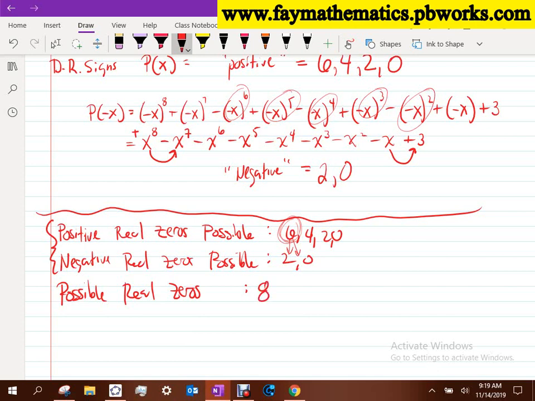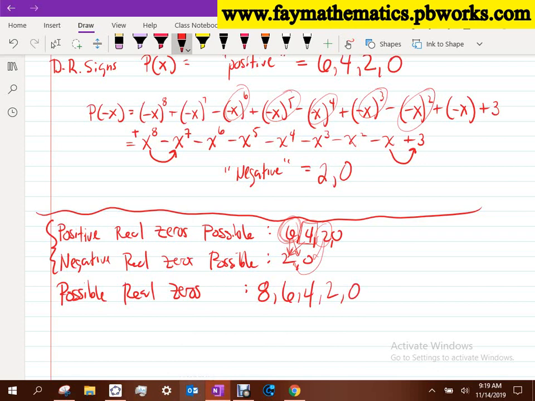Okay? If I had 6 real zeros but 0 negative real zeros, how many would I have? 6, right? If I had 4 positives paired with 2 negatives, I would have 6, right? I already got 6. But 4 paired with 0 would give me 4. 2 paired with 2 would give me 4, but 2 paired with 0 would give me 2. 0 paired with 2 would give me 2, and 0 paired with 0 would give me 0. Does that kind of make sense of how many possible real zeros I can have?